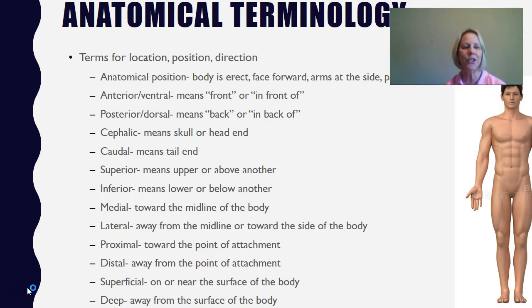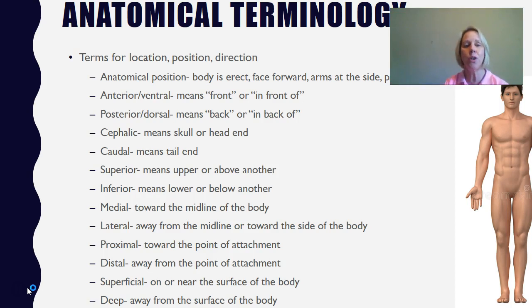This is a list of directional terms, and you'll notice the terminology anterior and ventral really mean the same thing. Anterior means in front of, and ventral means belly side, so our belly side is facing forward. Posterior or dorsal means back or in back of. So if we're talking about something's in back of something else, we're going to use the term posterior to. For instance, the sternum is anterior to the heart, or the heart is posterior to the sternum.